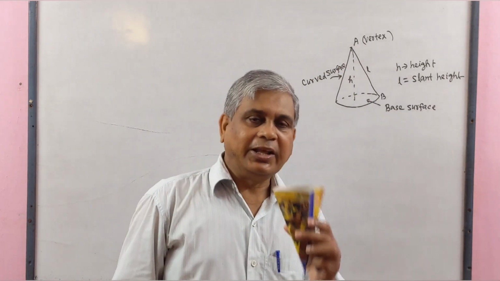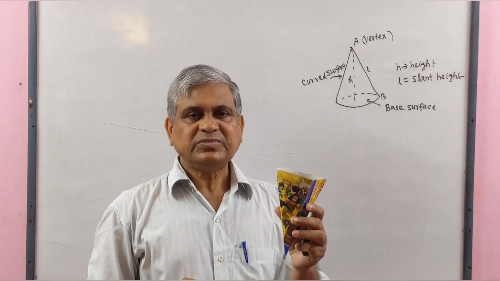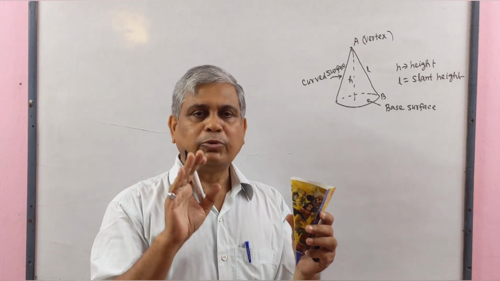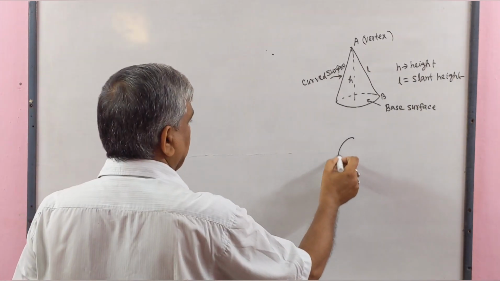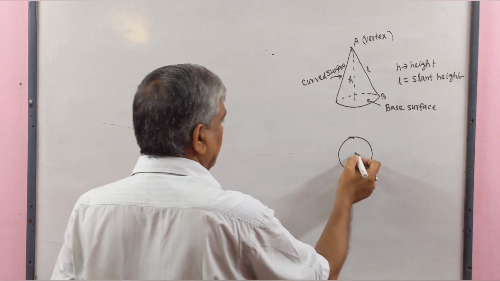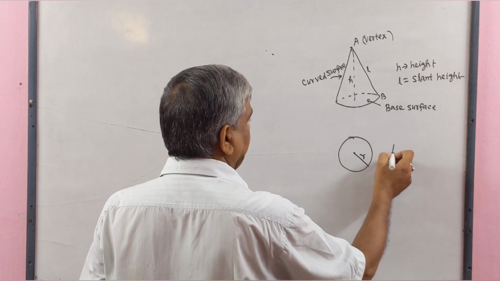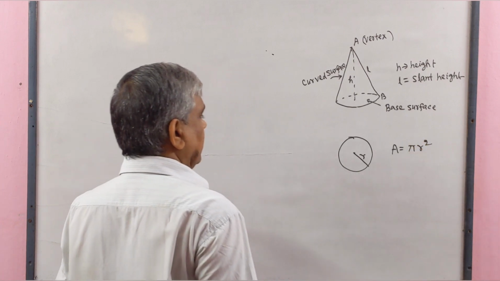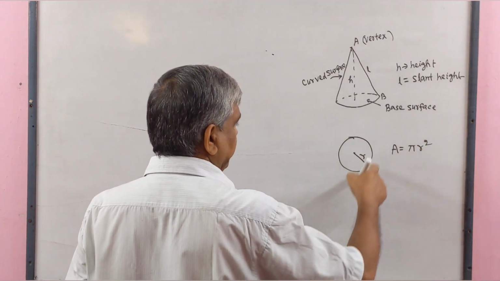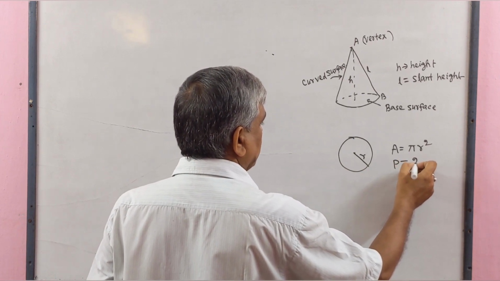Now experimentally we want to find the area of this curved surface. Before this we have to know the area of the circle. If this is a circle of radius r, then area will be pi r square, and perimeter, meaning circumference, will be 2 pi r.